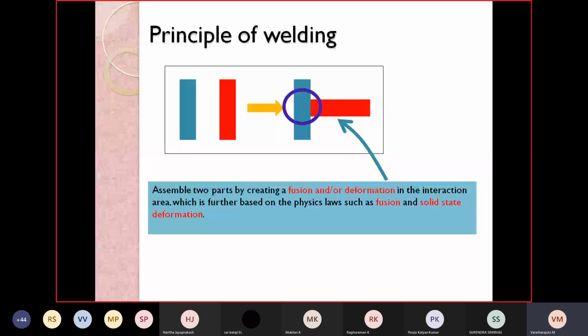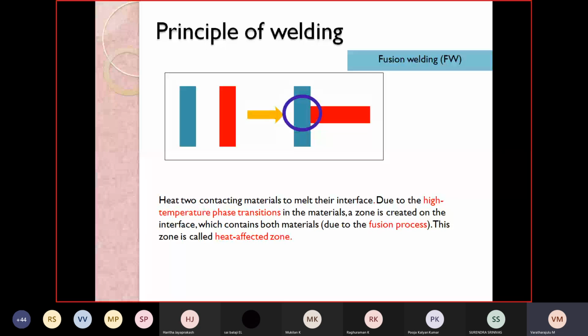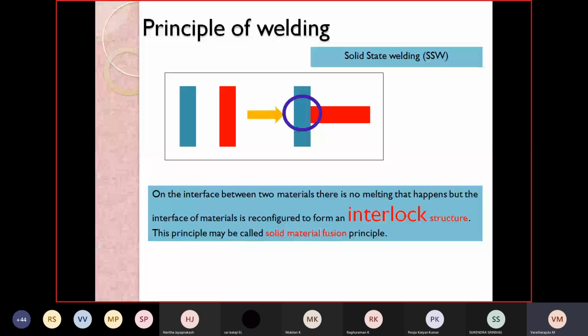In this fusion welding, a high temperature phase transition will occur, and due to that, a heat affected zone is observed between the two different parts at the joining area that is affected by the heat. Therefore, it is called the heat affected zone. And this is the example for solid state welding, and these are some advanced terminologies, vocabularies, or nomenclatures used in welding.